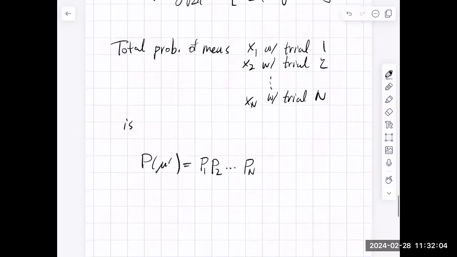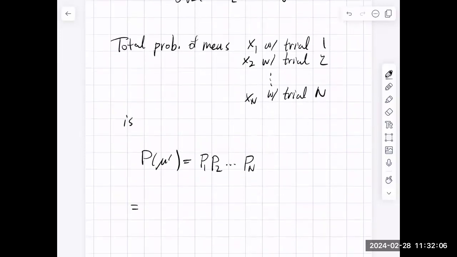Have you, like we have a notation for sums, right? The sigma. Do you know the notation for products? Yes, a capital pi, that's exactly right. So we can denote this as the product from i equals 1 to n of p_i of mu prime.